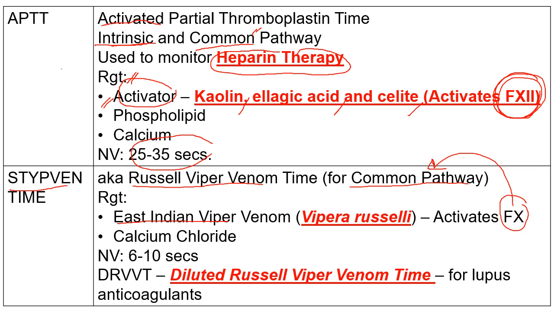Another special test is your DRVVT or Diluted Russell Viper Venom time. Ito naman, to detect your lupus anticoagulant na makikita sa anong sakit? Sa APAS or Antiphospholipid Antibody Syndrome. So, mamaya i-discuss ko 'yan.